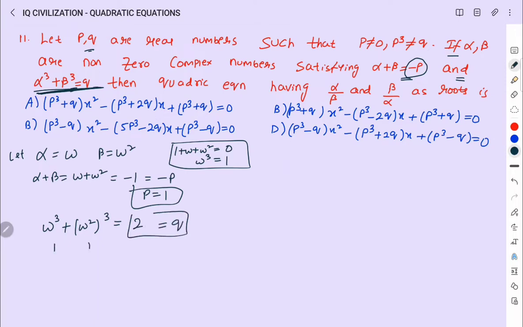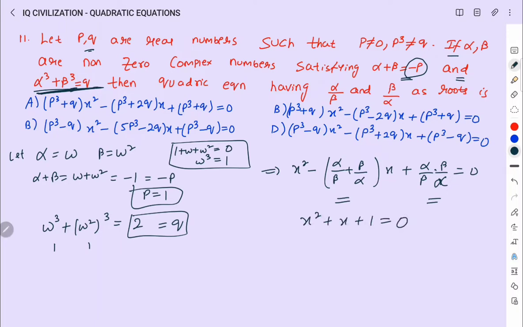So this is q, p and q, we got this. So our required equation is x square minus of alpha by beta plus beta by alpha into x plus alpha by beta into beta by alpha equals to 0. By substituting this alpha and beta values, we will get x square plus x plus 1 equals to 0. Just put the p and q in the options, then you will get this b equation.